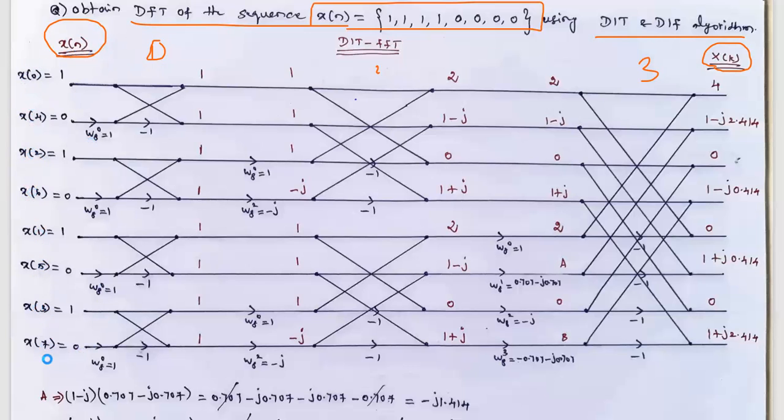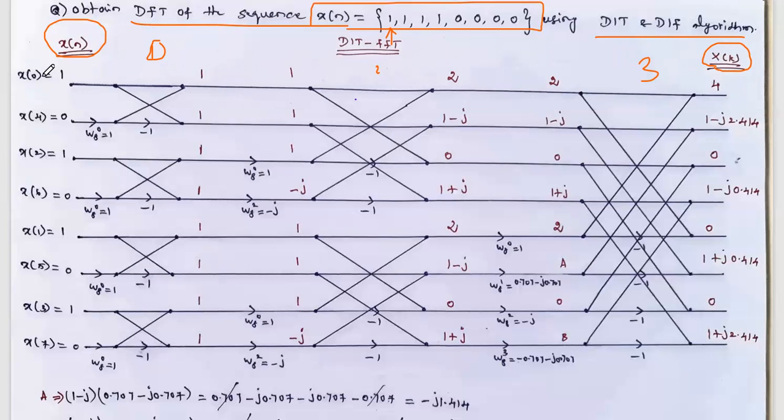I already explained how to remember this in that 8-point butterfly diagram video. I will give a link in the description box. You can refer to it. So first we have to apply the input sequence. What is this x of 0? X of 0 means the x of n value at n equal to 0. So this is x of 0, this is x of 1, x of 2, x of 3, 4, 5, 6, 7.